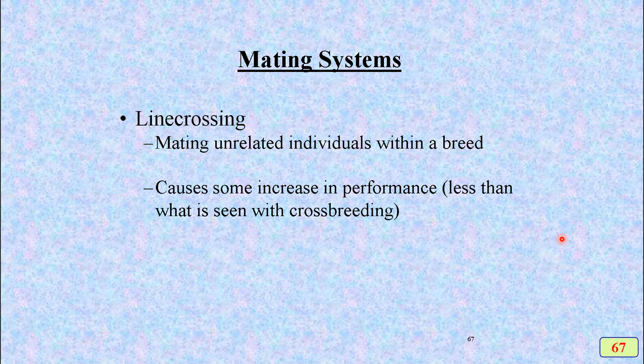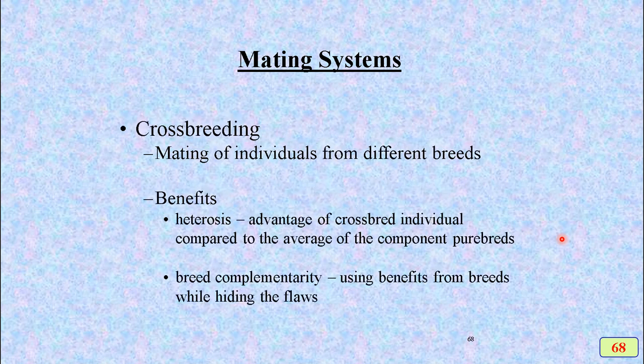Then the mating system continues as line crossing. It is the mating of unrelated individuals within a breed. Unrelated means one ram is from XYZ farm, which is far away, and introducing the new ram. This causes some increase in performance, less than what is seen with a crossbreeding program. Then the mating systems continue. Crossbreeding is one of the very popular things, and everyone knows this.